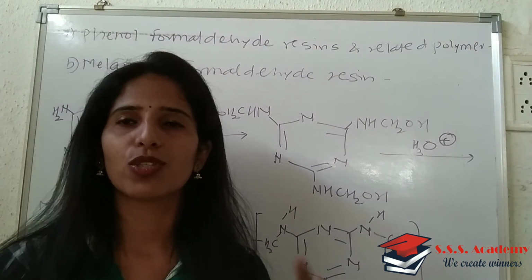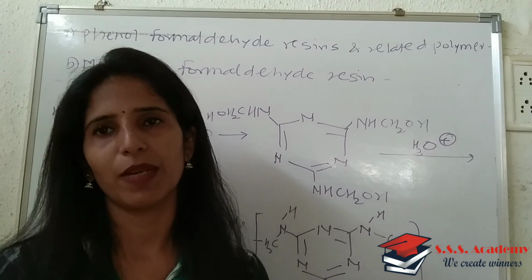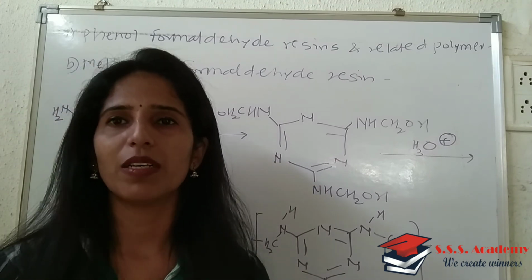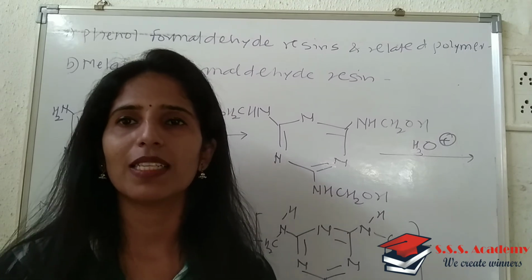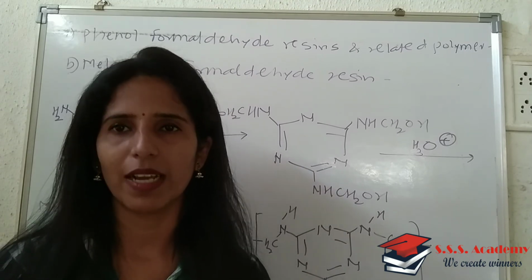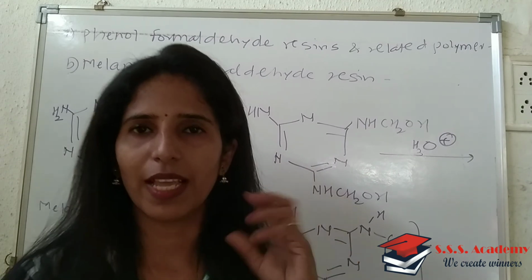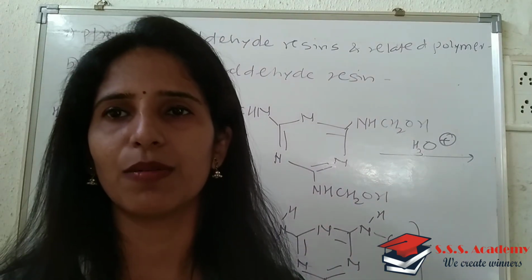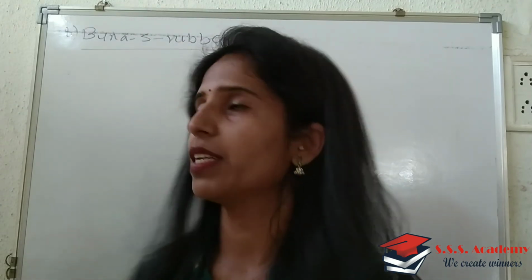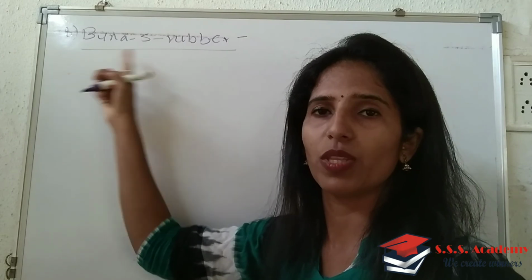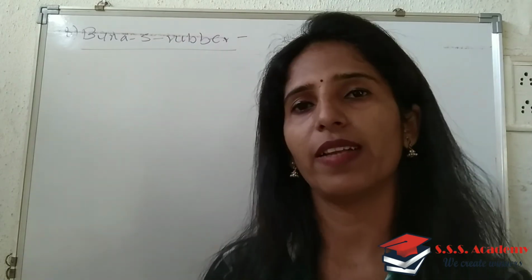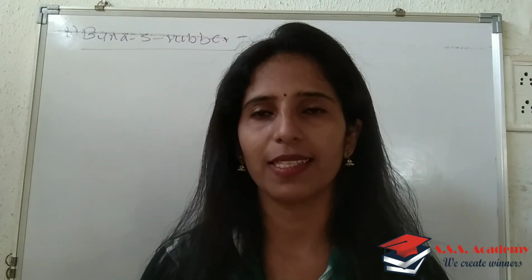Okay, next, we have done with Bakelite and the second type is melamine formaldehyde. Eighth polymer is so called Buna S rubber. It is also called SBR, that is styrene butadiene rubber. So next, eighth one, write down the title as Buna S rubber. First point you will write, it is a copolymer of butadiene and styrene.